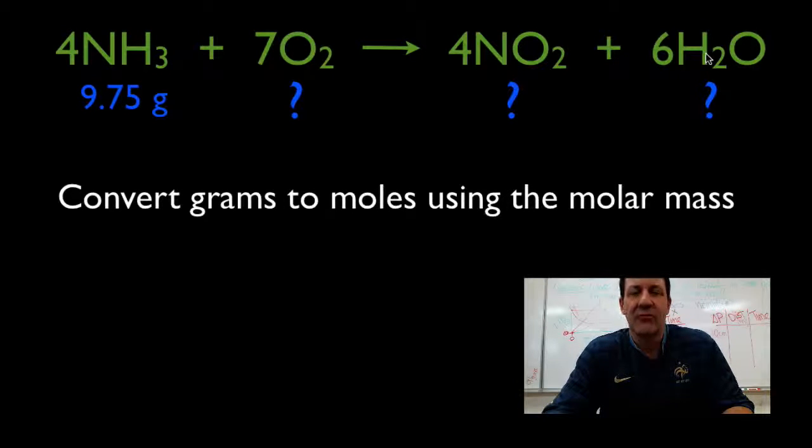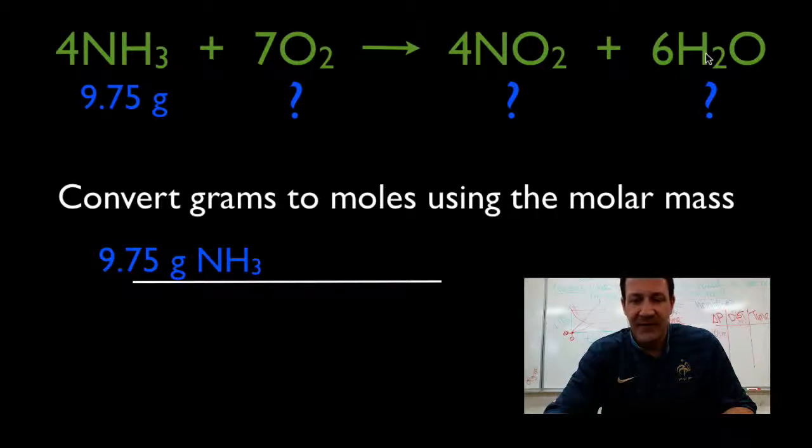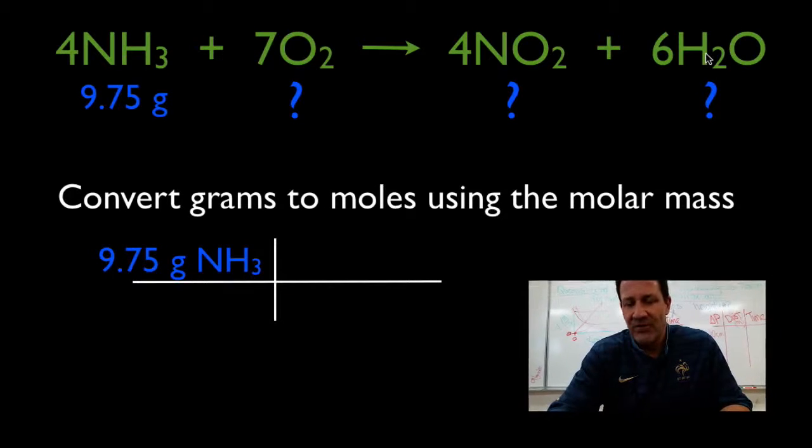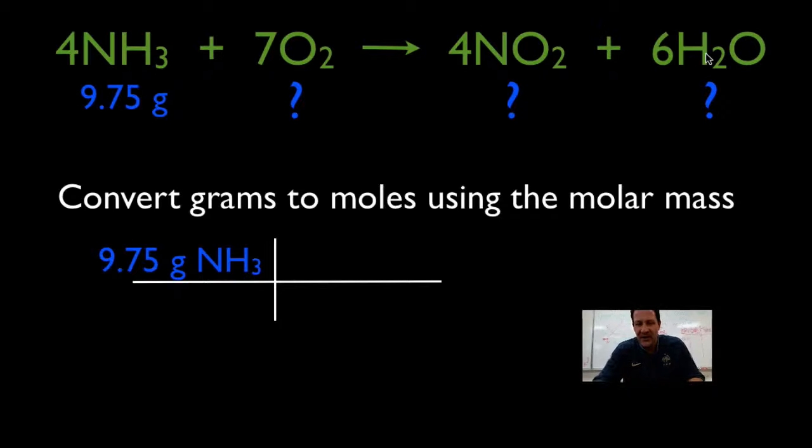Okay, first step. We're going to convert from grams to moles using the molar mass. We have been given 9.75 grams of NH3, and you'll see I wrote that down, 9.75 grams NH3. Write all 3 of those things down, the number, the unit, and the chemical formula. Now we're going to convert. So I like to make this little T-chart. I call it a railroad track. It's not really a T-chart, I don't think. I make a little railroad track. You can put a multiplication sign and a division line.